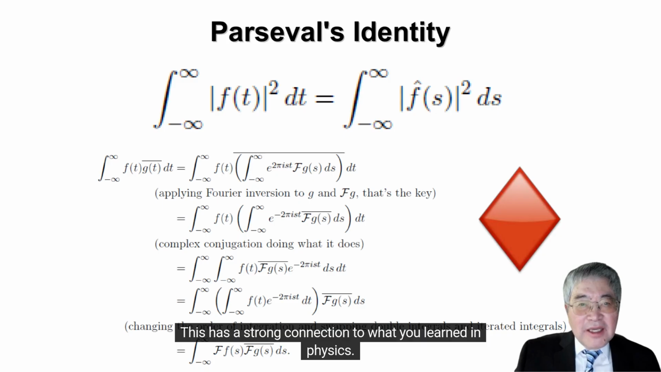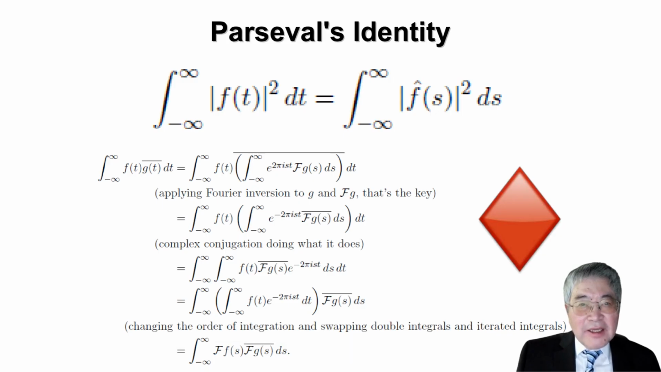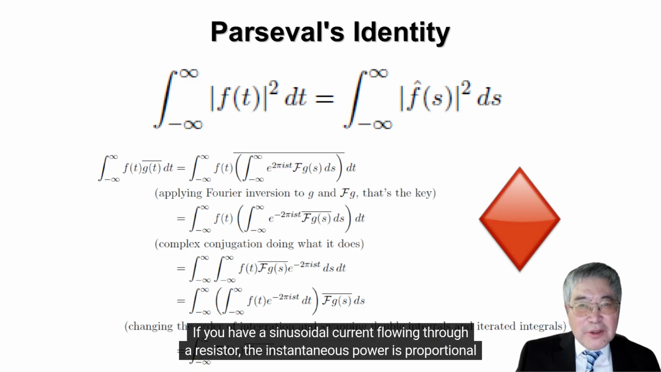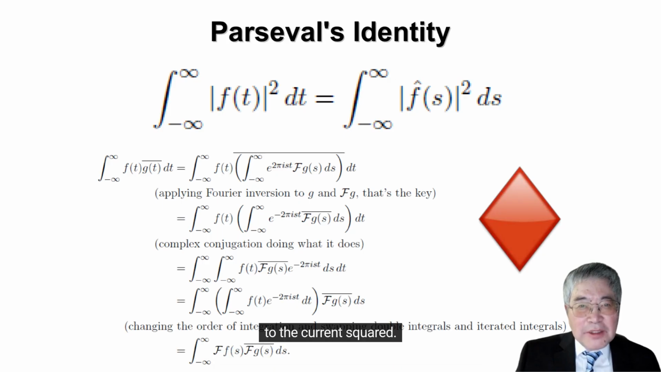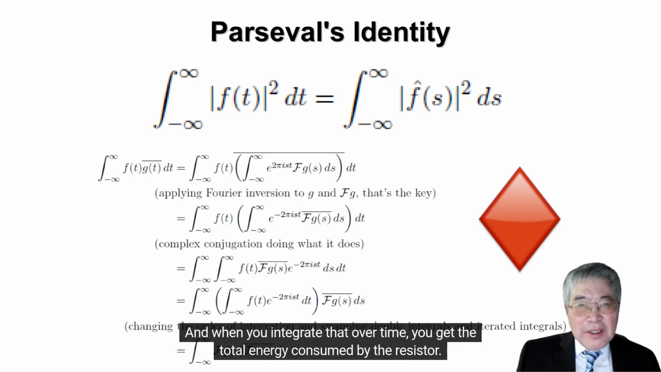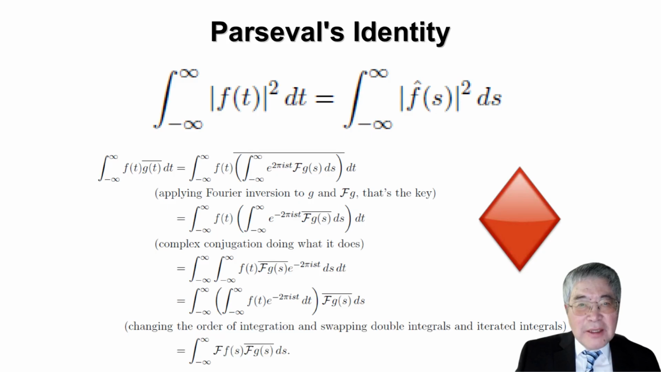This has a strong connection to what you learned in physics. Think about alternating current. If you have a sinusoidal current flowing through a resistor, the instantaneous power is proportional to the current squared. And when you integrate that over time, you get the total energy consumed by the resistor.